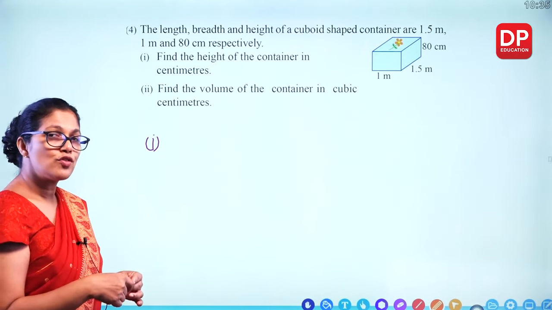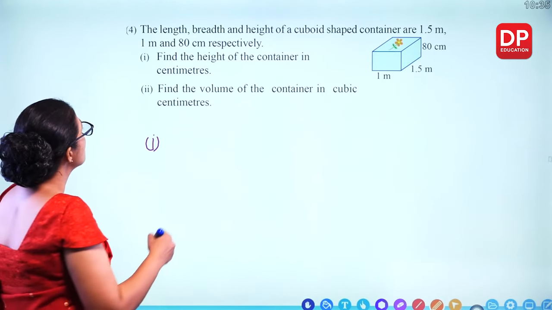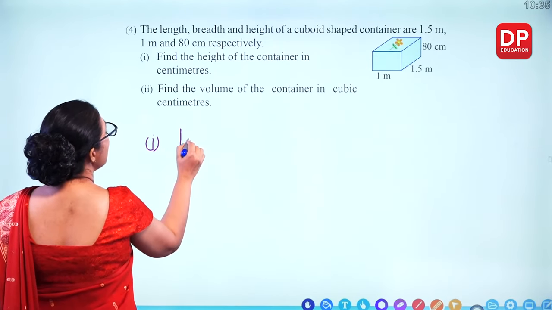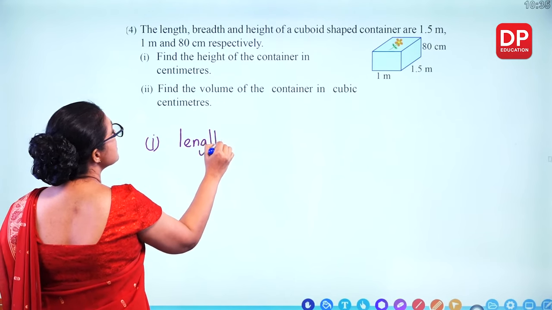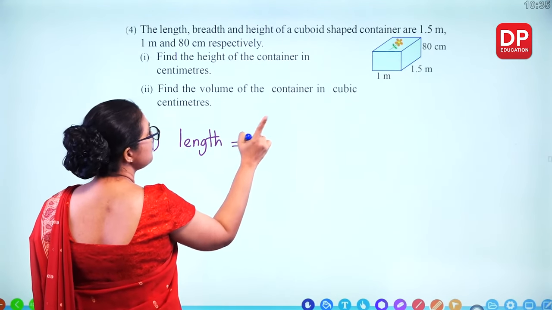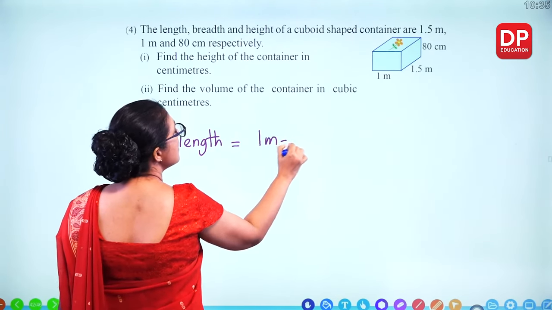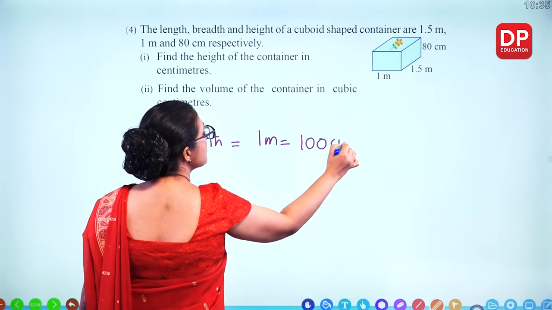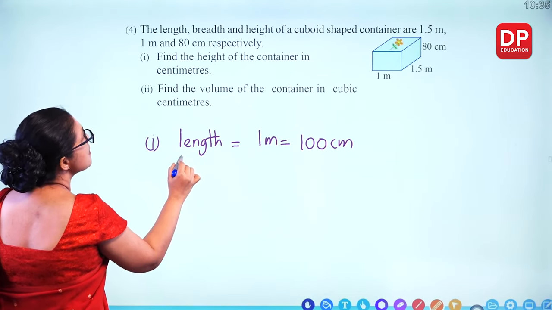We have to convert to the same units. So what's the length in centimeters? 1 meter means 100 centimeters multiplied by 100. What's the breadth?